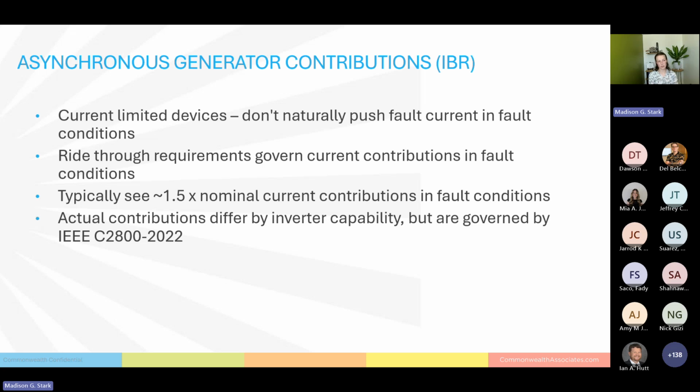But what you don't see with this is that peak value and then the subtransient decaying into the more steady state. You just really see that steady state fault in the asynchronous generation. What the actual contributions are going to be depends on the inverter specifically. But C2800 is the governing regulation for inverter-based resources connected to the grid. So that's your best reference for that.